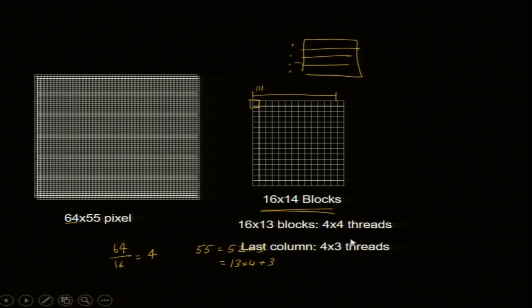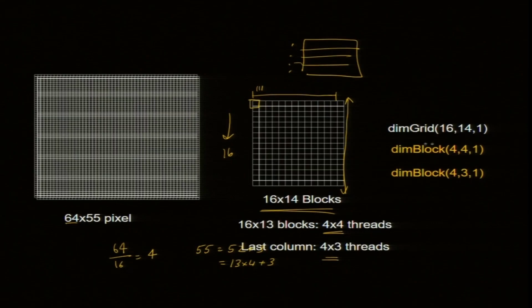So, this is not homogeneous; they need not be homogeneous. Of course, nobody says the grid should be a power of 2. So, 13 blocks will be 4 by 4 threads, and the last one is 16 by 13. So, this is x equals 16. The last column, this whole column, has only 4 into 3 threads, 12 threads. So, this kind of arrangement is useful for 2D data or 3D data.